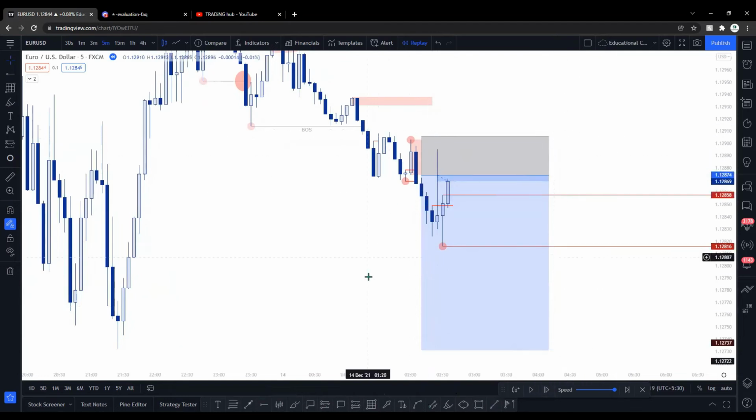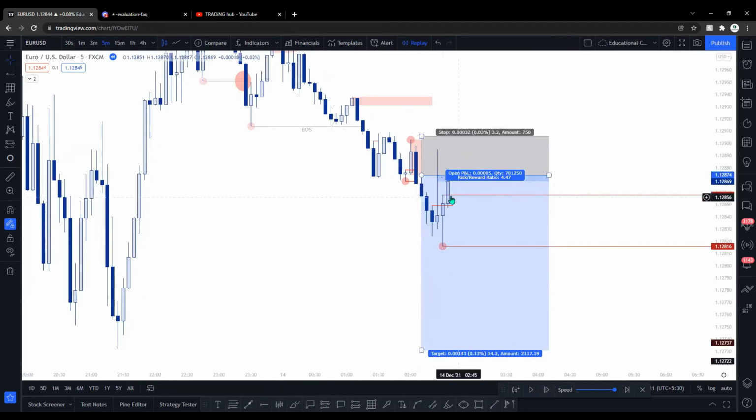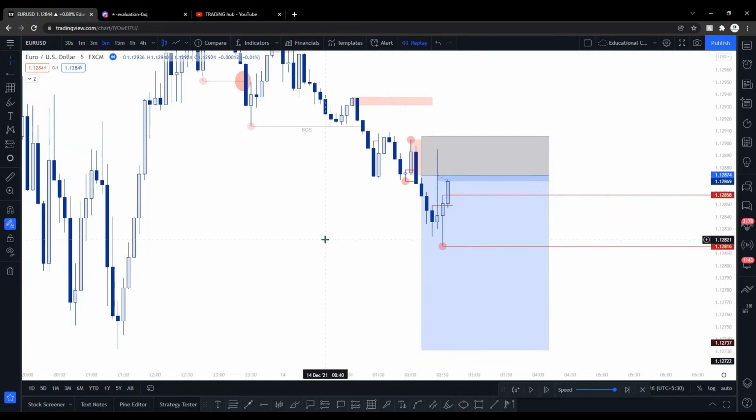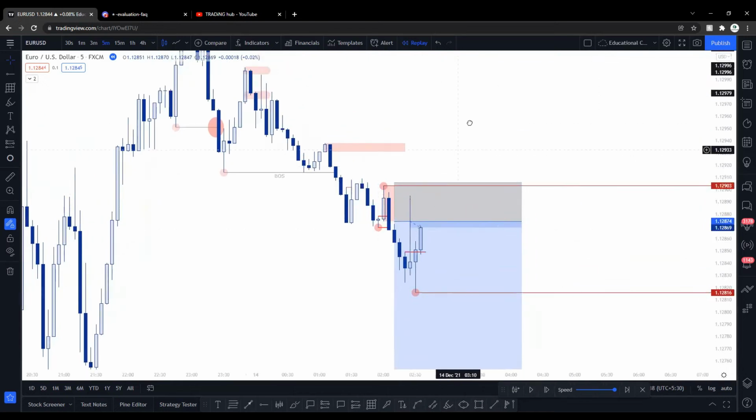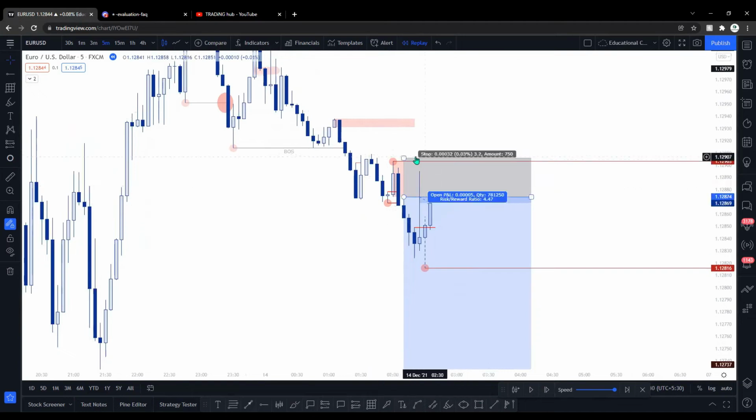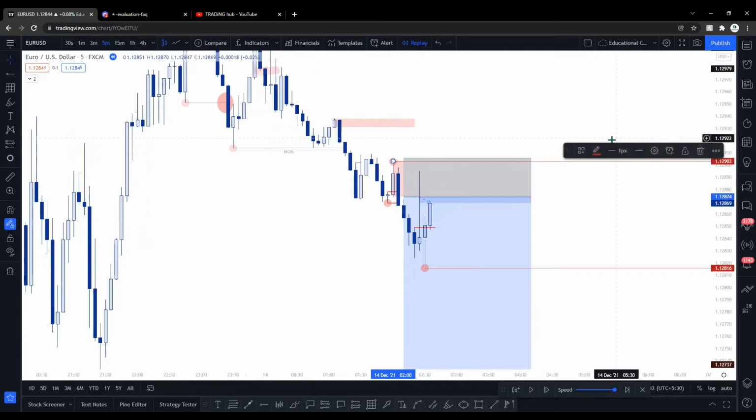Now you can see this next candle closed above it. So this becomes our confirmed swing low. And the swing structure high is here. If the market goes higher, then it should break this structure, which is here.